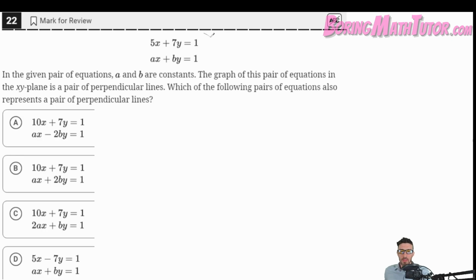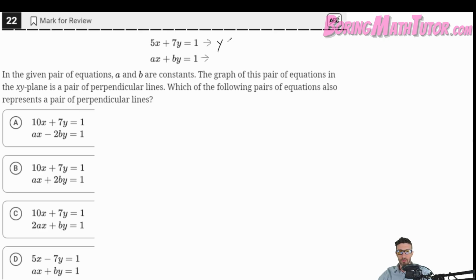They're telling me that these two are perpendicular lines. And then they're saying which of the following pairs are also going to be perpendicular. So what I want to do is try to use the fact that perpendicular lines have negative reciprocal slopes.